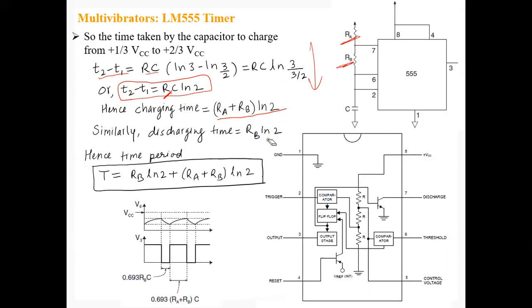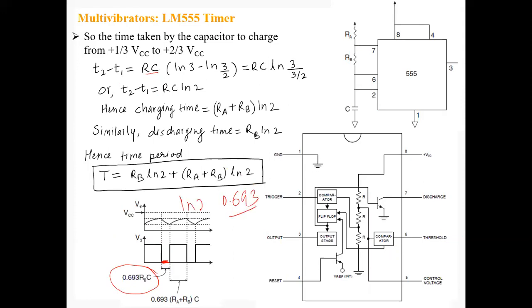Then what is the total time period for charging and discharging? ln2 is 0.693, by the way. This is your discharging time. This is your charging time. Add them together. That's the total time period. This is the formula we'll be using in the next lab.